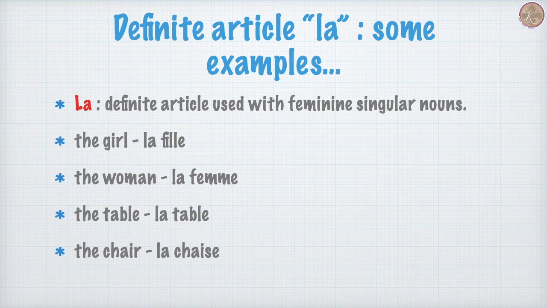Now you must be aware that there is no neuter gender. Therefore, objects are either masculine or feminine in French language. Table is a feminine noun. Chair is a feminine noun. Therefore, we use the definite article la. Understood?